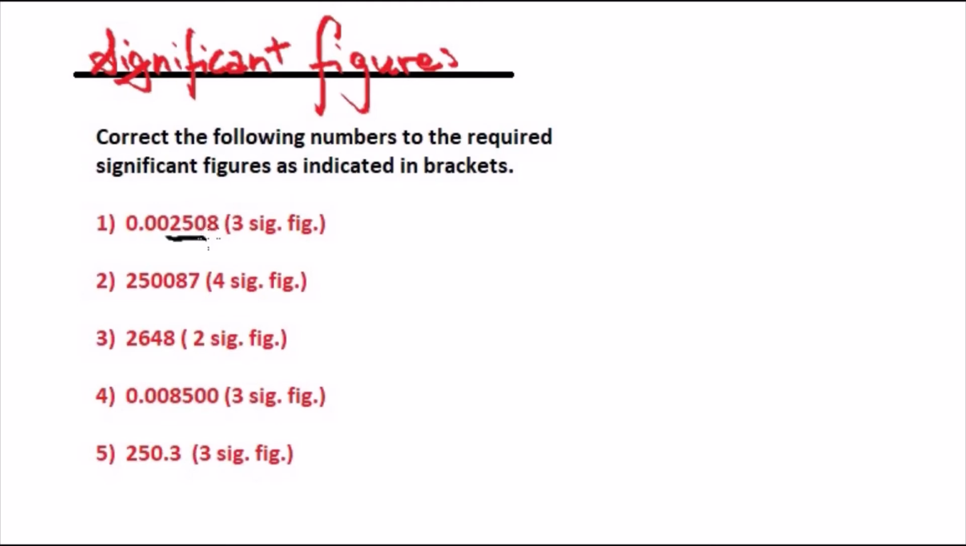However, because we're looking at rounding, we'll check the very next digit. If it's 5 or more, we add 1. If it's less than 5, we don't. We're going to add 1 to the 0. So, in fact, what we'll have is 0.00251.